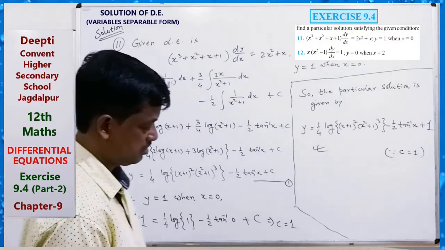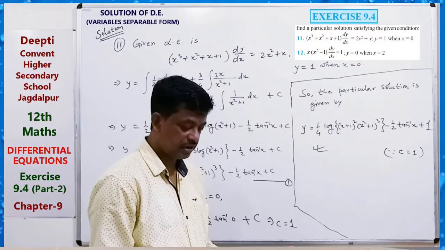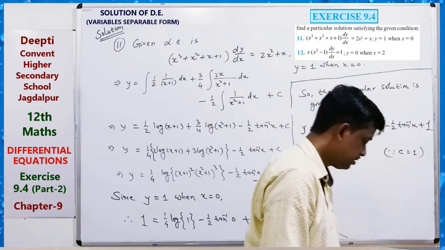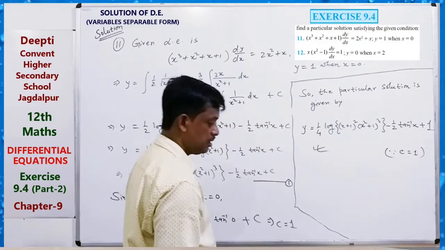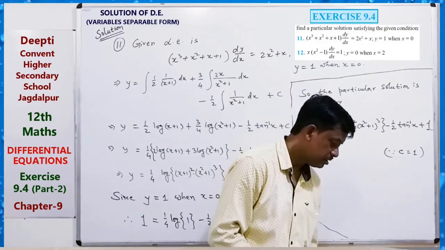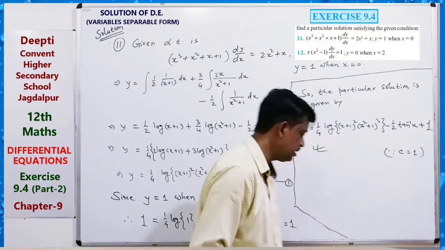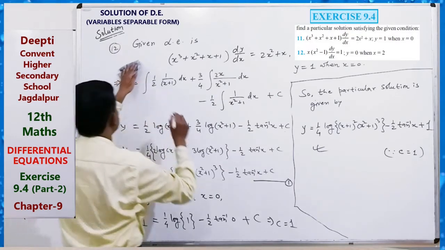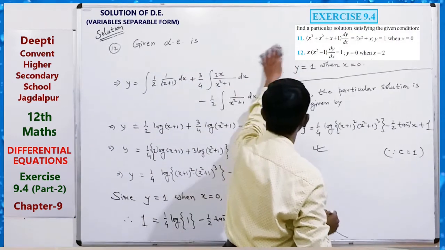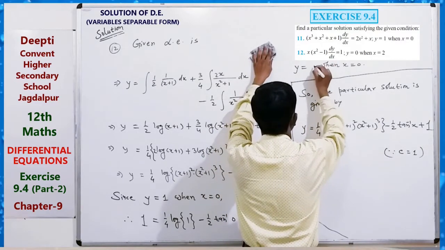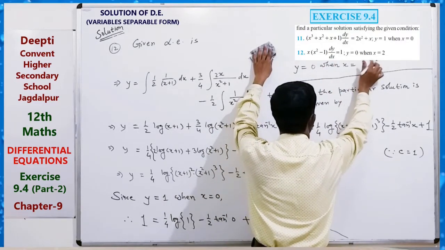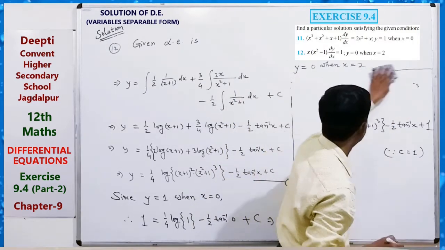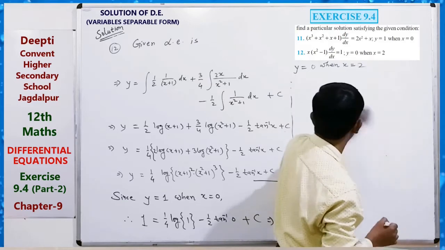So similarly, we can solve 12, 13, 14. Here, question 12, just we can see how we can solve question 12. So just proceed like this method. Okay, so take question 12. Question 12 can be solved. Here given y equals 0 when x equals 2. Question 12, this is the condition.